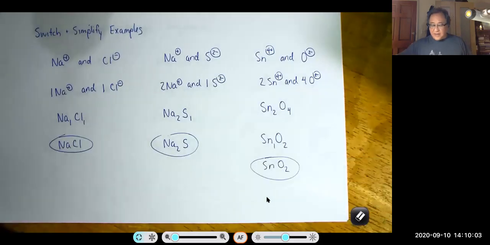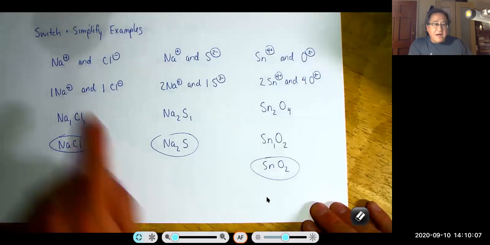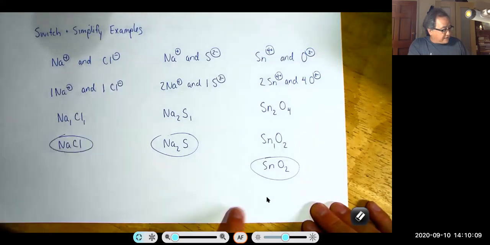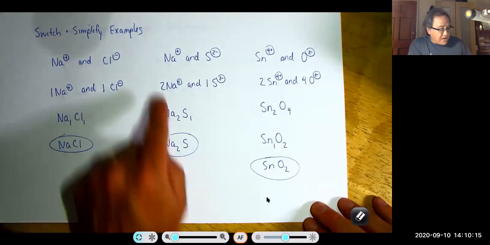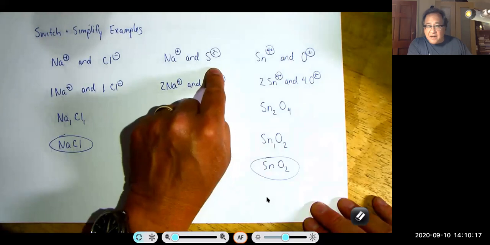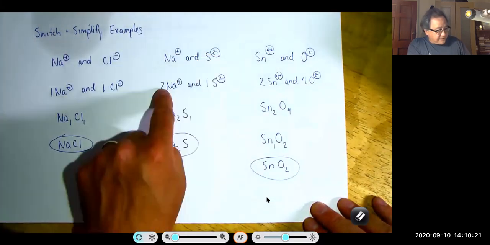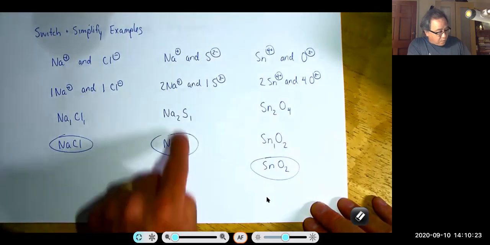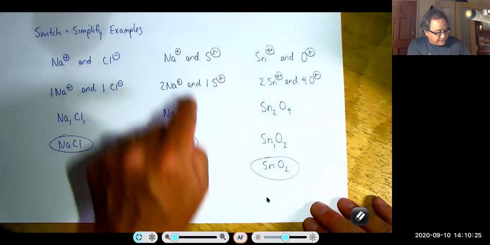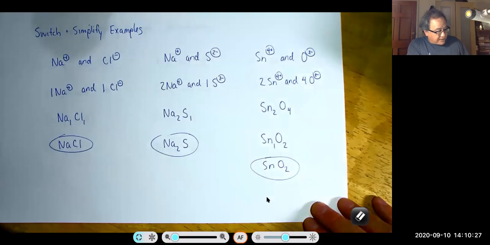So here are some more examples, including the ones that we've done already. If you have a sodium ion and a chloride ion, do the little switch and simplify, you get sodium chloride. Sodium ion and sulfide ion: we have 2 of these guys because of that, and we have 1 of these guys because of that. So Na2S, and there you go.